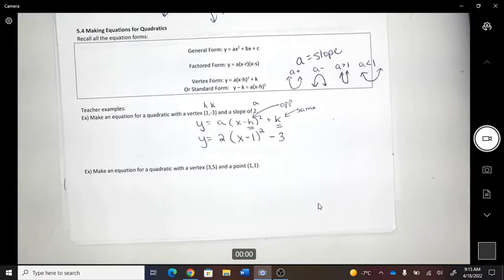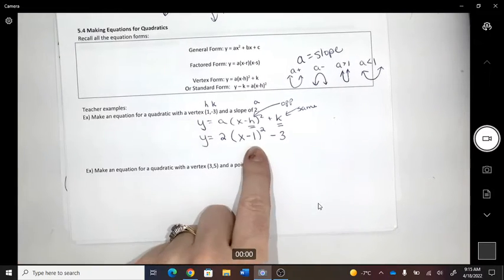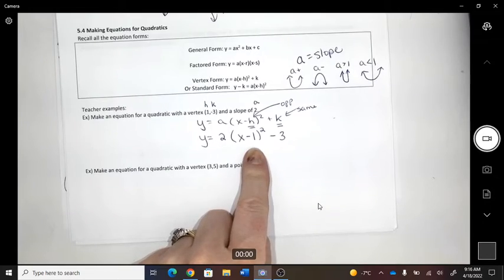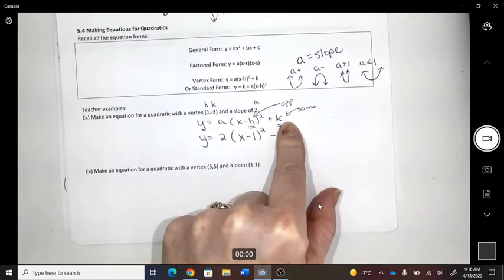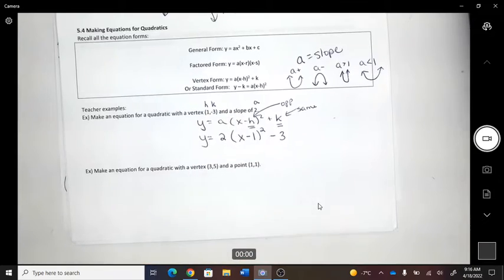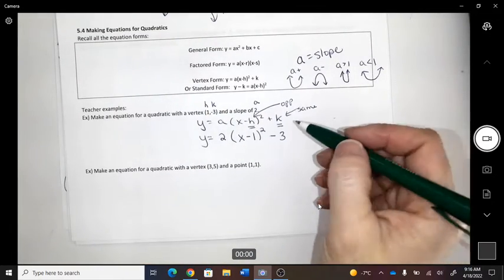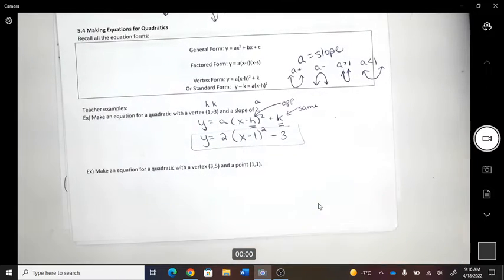So when you see a negative h, that means to do the opposite of what you see. So if I see a 1, this is going to have a subtract 1. If I see a plus k, it means the same, so I write down whatever I see. Okay, do you notice that this would be something you could type into your calculator, right? As soon as you see a vertex and a slope.